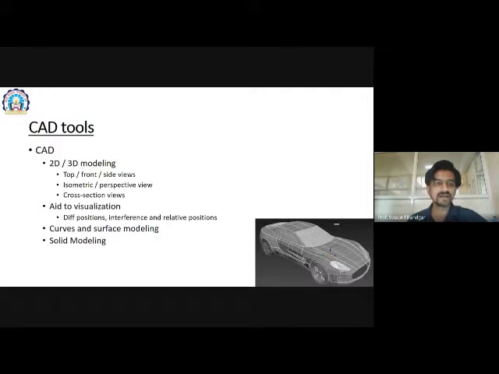Then there are aids to visualization. Aid to visualization means it gives us different positions of the CAD models we made. It tells us whether there will be any interference between the components after assembly. If there is, we can correct it in the design stage itself.